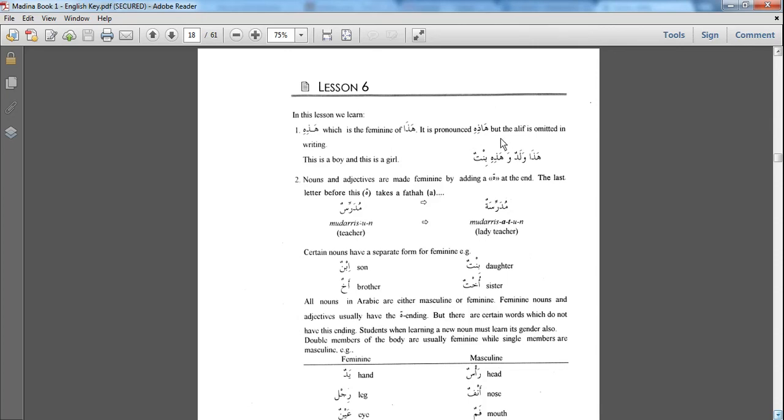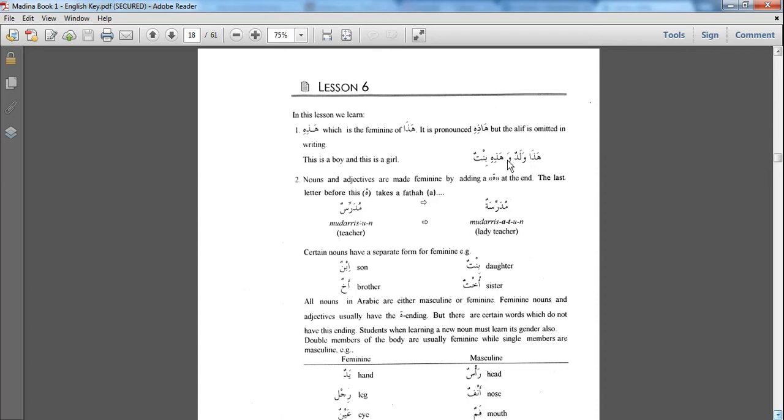It is pronounced هذه, but the alif is omitted in writing. So if you can see here, that alif is not there. Sometimes a standing fatha is put there to denote the alif. The example is هذا ولد وهذه بنت. This is a boy, this is a girl.